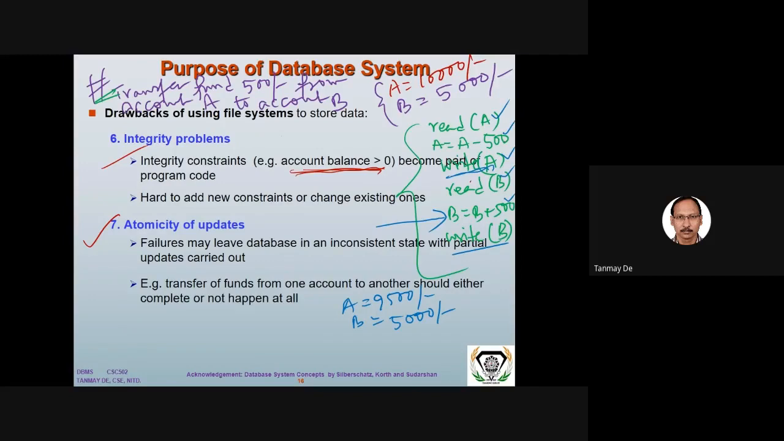So what happens if we have not taken any measure? What is the total value? Total value is 14,500. But what was the total value before the fund transfer? The total value was 15,000. Is it clear? The total amount in both accounts before the fund transfer is 15,000. After the partial fund transfer, due to the system crash, the total money is 14,500. That is a missing 500 amount. So this is the inconsistency. So during this system failure, this is a part of the recovery process.